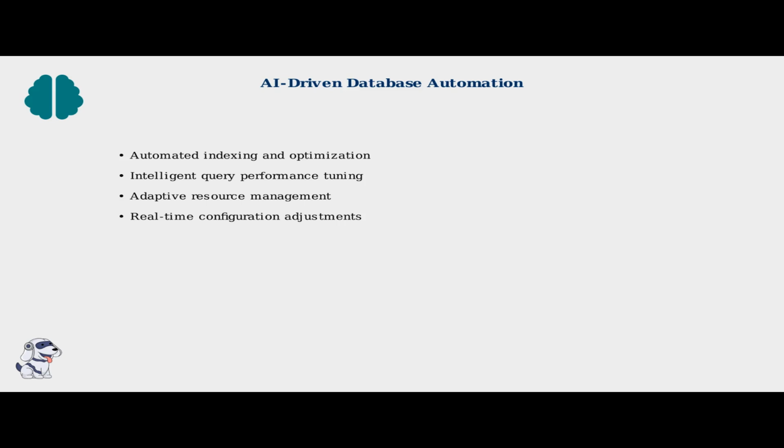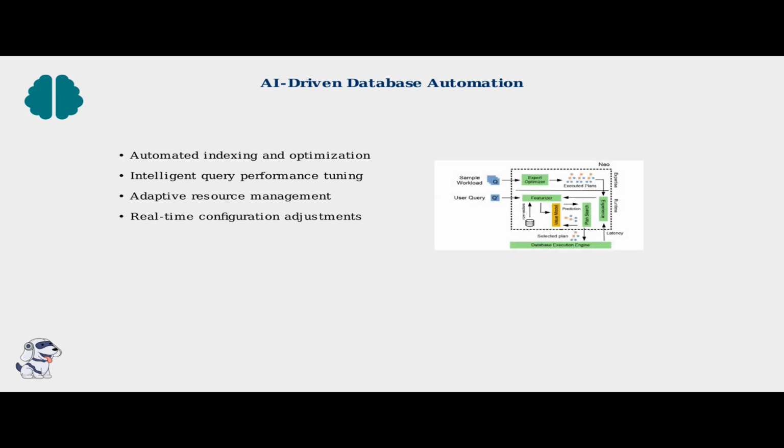These systems automatically handle complex tasks that previously required manual database administration, including indexing optimization, query performance tuning, and resource management. Advanced systems like NEO use machine learning to optimize database query execution. These systems learn from past query patterns and automatically select the most efficient execution plans, significantly improving database performance.